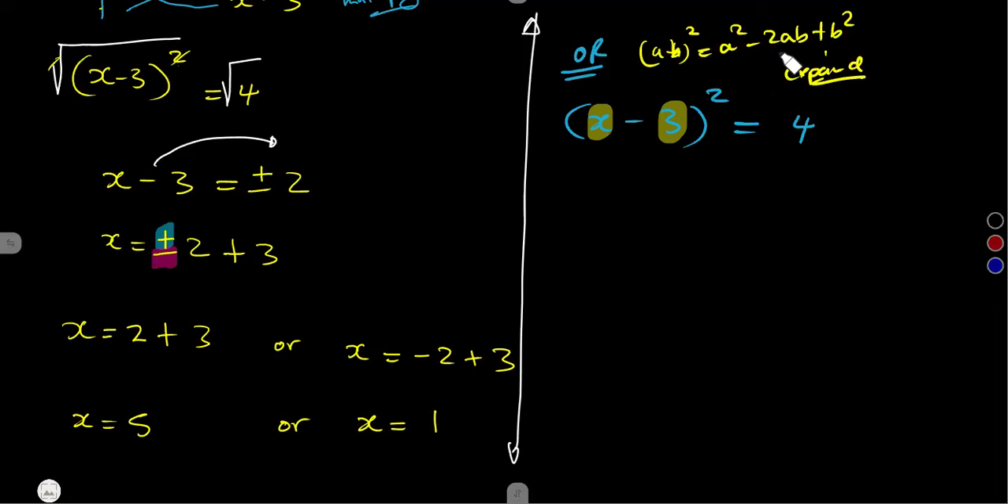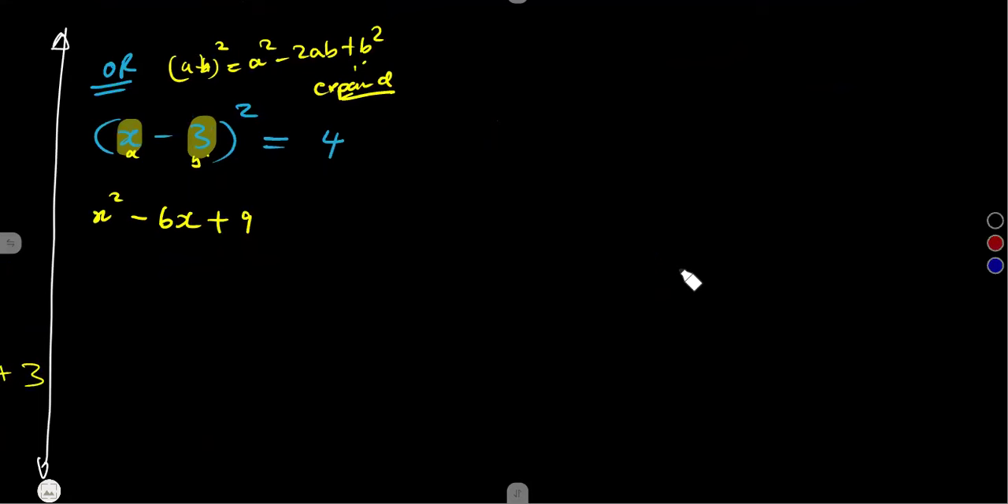Because you're going to have what? So you need to know this. A squared is what? This is a, this is b. So it's going to be x squared. Minus 2ab, minus 2 times our a. Our a is x. Our b is 3. So multiplying this is going to be minus 6x. Plus b squared, our b is 3. So 3 squared is 9. Just like that.